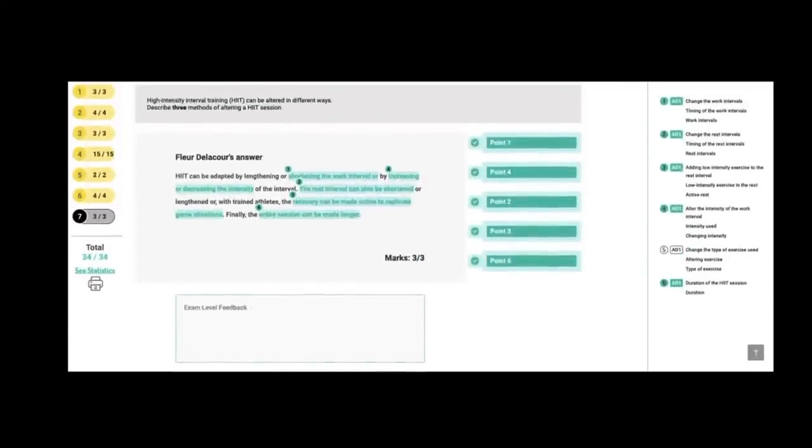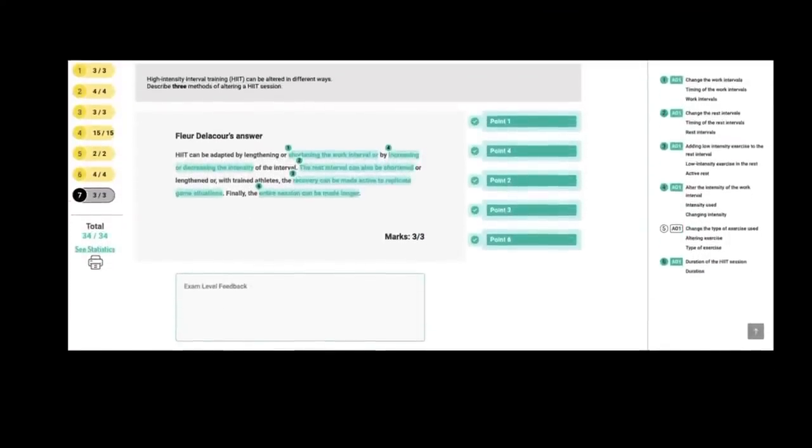Now, we've got a question here. HIIT, describe three methods of altering a HIIT session. So HIIT can be adapted by lengthening or shortening the work period, increasing or decreasing the intensity. The rest interval can also be shortened. The recovery can be made active. That's a really nice point there. Active recovery changes the nature of a session. That would be anything from HIIT to plyometrics to circuits to anything. And we've also got here the entire session can be made longer, so the whole duration of the session.